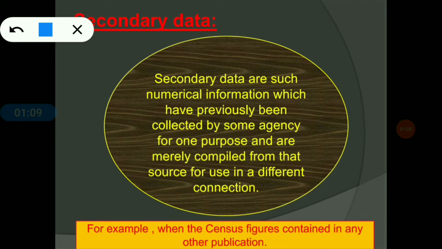Clear? So, for example, census data is collected by the government, which is known as primary data. But when it is contained in any other publication for different research, at that time this data is known as secondary data. Clear? So now move on to the next slide.